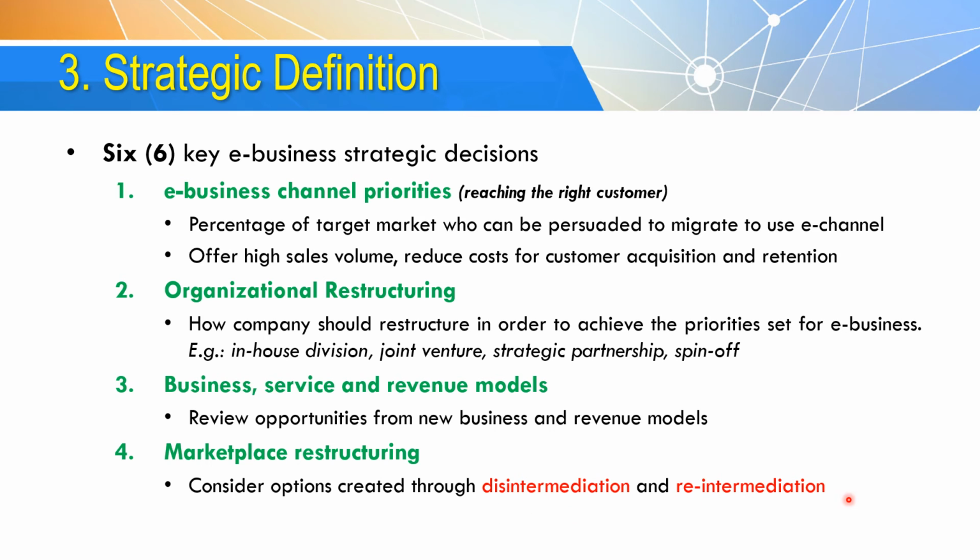And then re-intermediation. Sometimes some businesses have removed the intermediary previously, but when you venture into e-business you need re-intermediation. For example, before this, food sellers would sell directly to their customers, but nowadays with e-hailing services, with riders, with Grab and Foodpanda, there is re-intermediation. We use a third party to reach our customer.